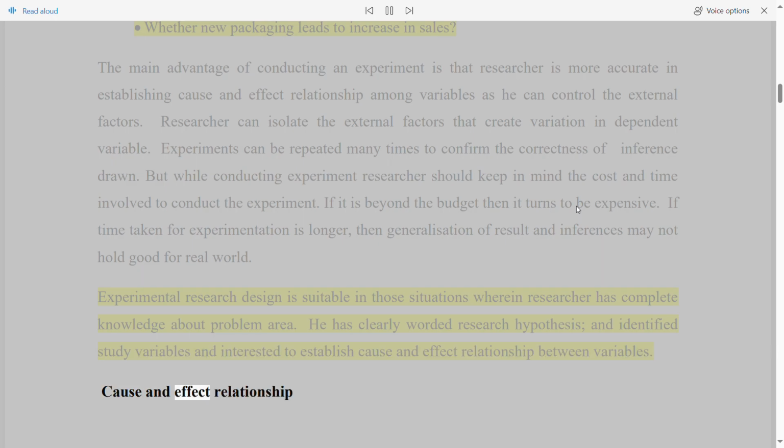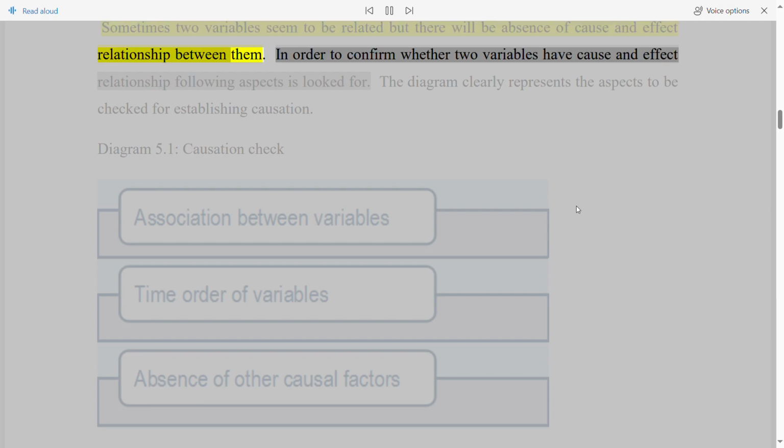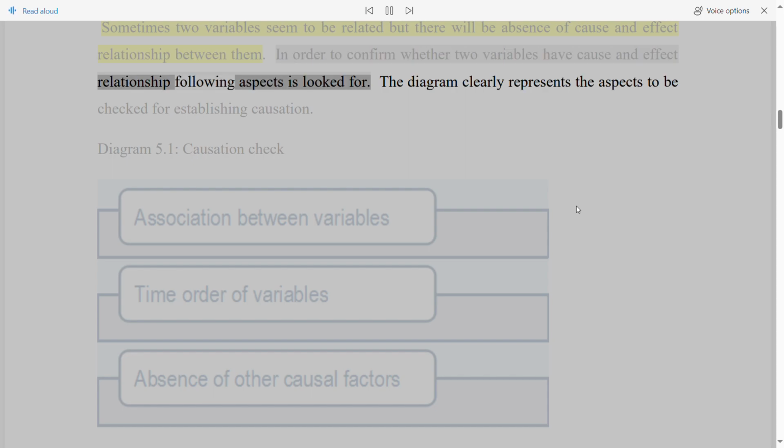Cause and effect relationship. Sometimes two variables seem to be related, but there will be absence of cause and effect relationship between them. In order to confirm whether two variables have cause and effect relationship, the following aspects are looked for. The diagram clearly represents the aspects to be checked for establishing causation. Diagram 5.1 Causation check.